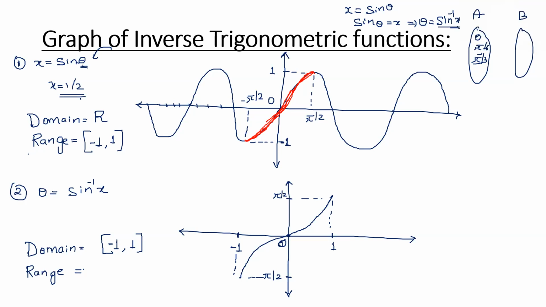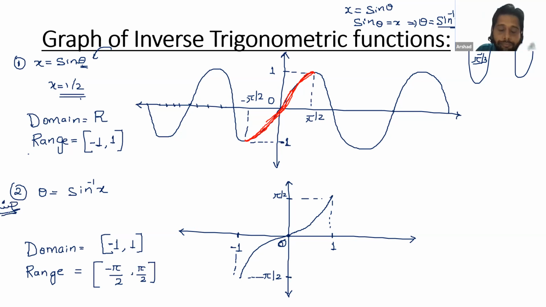Now, who can tell me the range? Minus pi by 2 to pi by 2. Very good. We will include minus pi by 2 to pi by 2 as a closed interval because we need both the values. You need to remember this, the range is very important. Sorry, Abdul? So the range would be R.